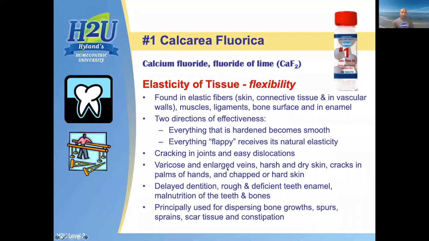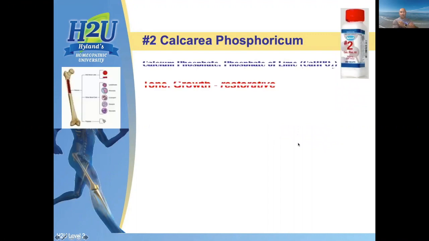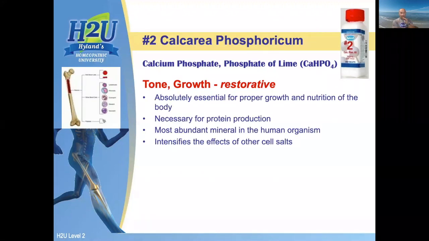Calc phos. There we go. Calc phos is the most abundant cell salt in your body. So 57% of your bone is made up of calcium phosphate, so it's really important for overall structure. Again, if you break a bone, calc phos is a key remedy to mend the bone long term. It's a great remedy for growing pains. Kids between 6 and 12 go through this growing phase where they're achy, but it's not like a cramp. It's just this achiness in the joint areas because they're growing so rapidly. Calc phos is a super important remedy for that.